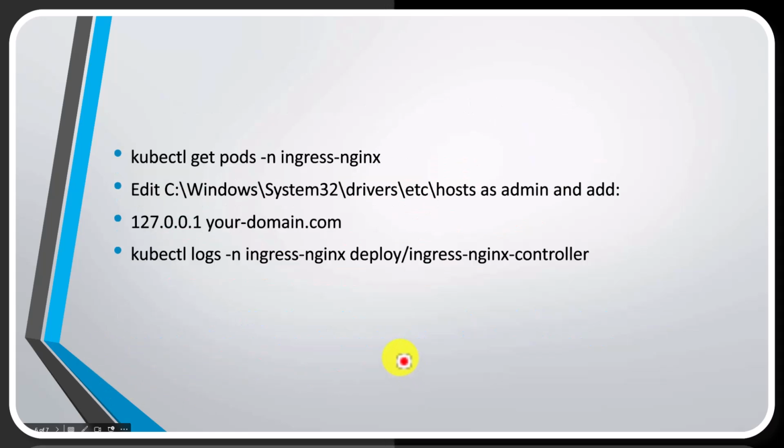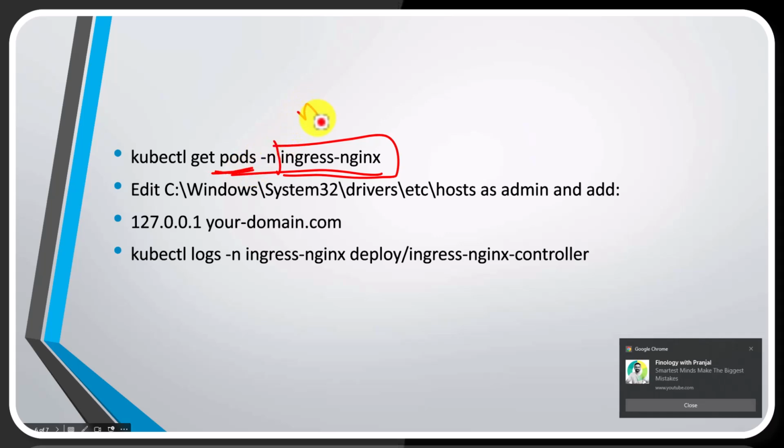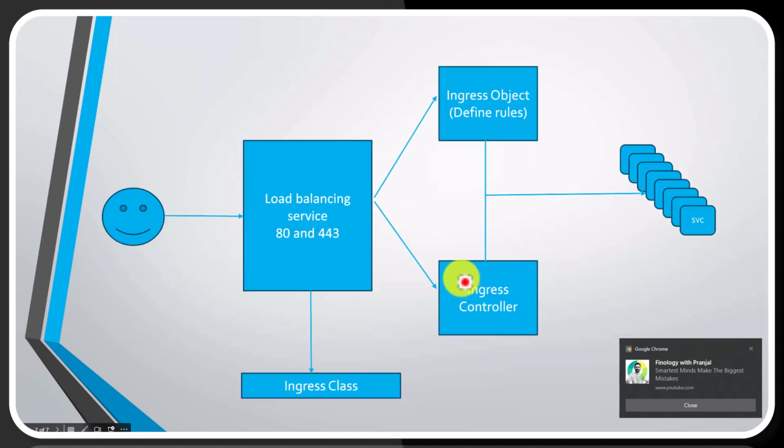We will see practically how the ingress works. These are a few commands we have to get the pods of the ingress Nginx. Whenever you are installing ingress Nginx, internally it will create some pods, and internally it will create one namespace for that, and it will be named ingress-nginx. So we will see that practically. And we need to edit the host names just to test whether our ingress is working or not to redirect. We can see the logs as well, kubectl logs, which will give you the ingress logs.